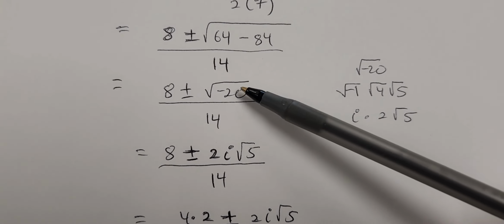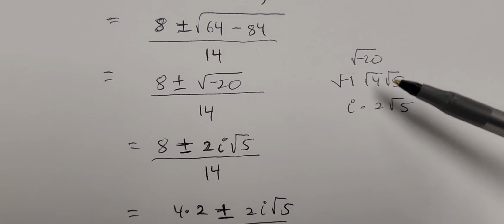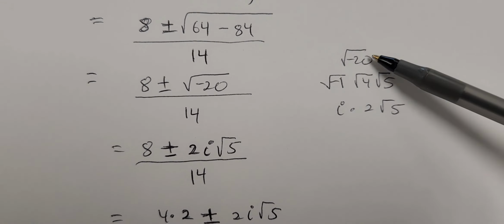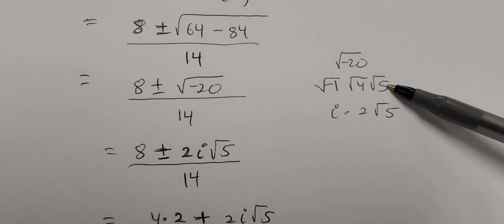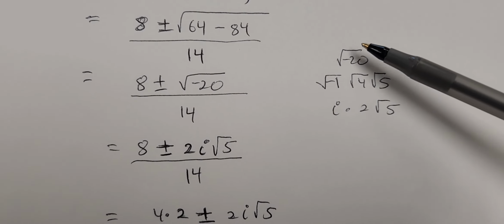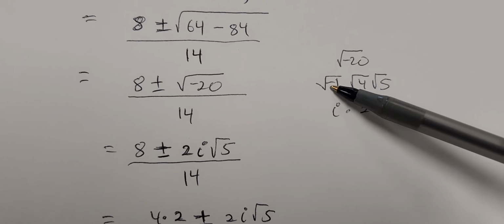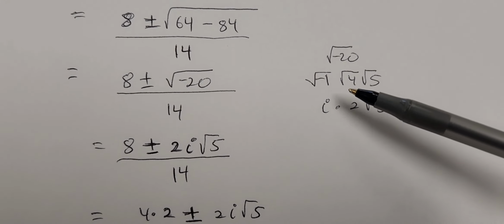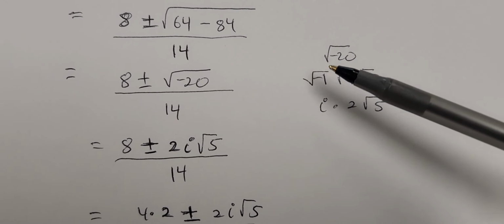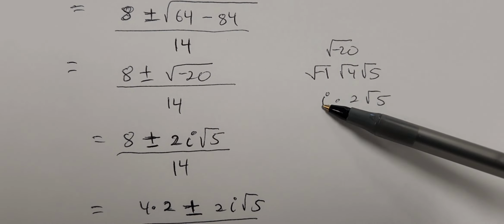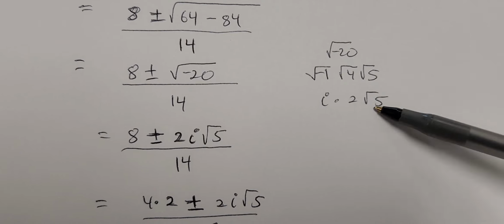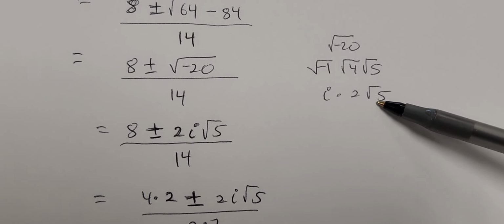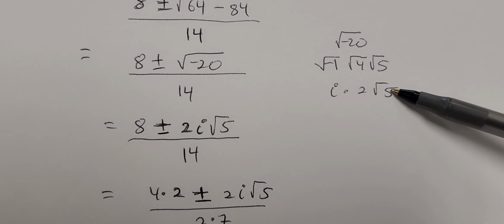Now this negative 20 right here is under the square root. So square root negative 20, I'm going to rewrite it as negative 1 times 4 times 5, because 4 times 5 gives me 20, and then times negative 1 gives me negative 20. This negative 1 becomes this i. The square root 4 becomes this 2. Square root 5, I can't do anything about it, so I leave it alone.